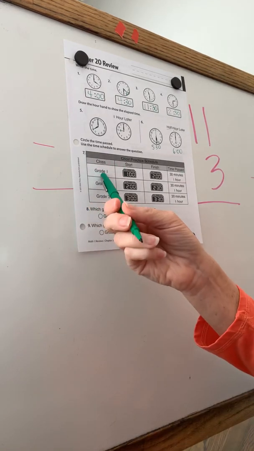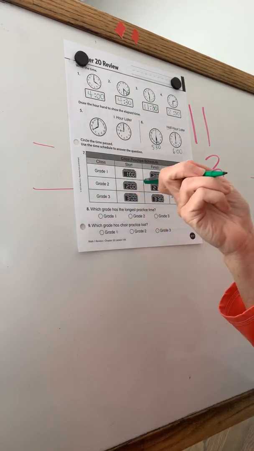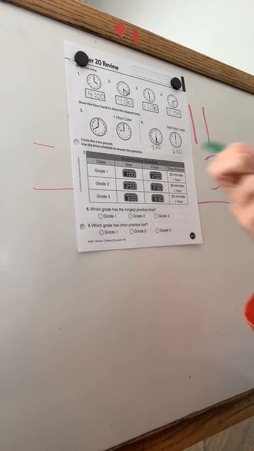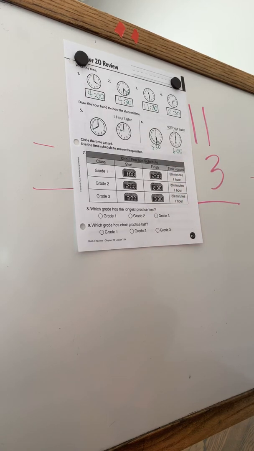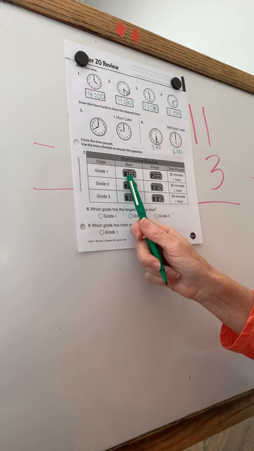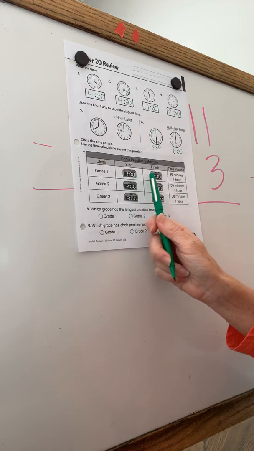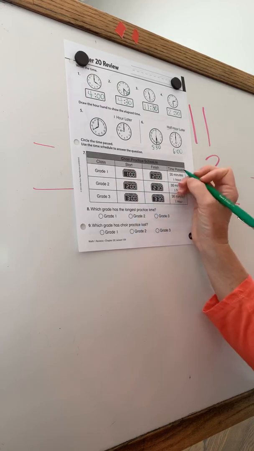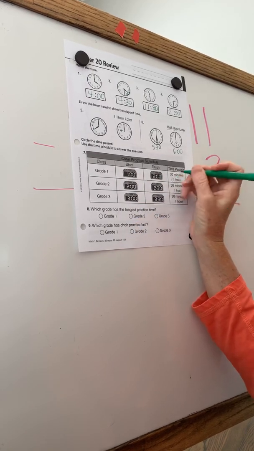Okay, so grade 1, first grade, comes at 1 o'clock and they finish at 2 o'clock. Has 30 minutes passed during their time or 1 hour? Well, if we look at our clock, we've changed the hour place from 1 to 2, and the minutes have stayed the same. So it's going to be 1 hour.